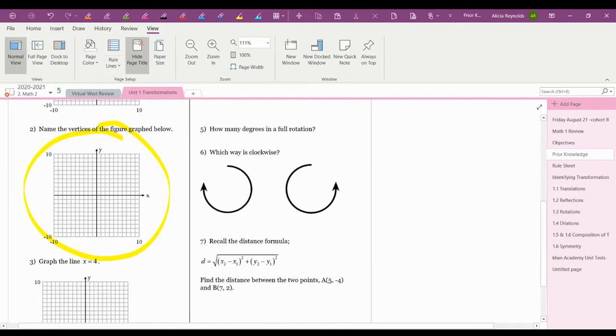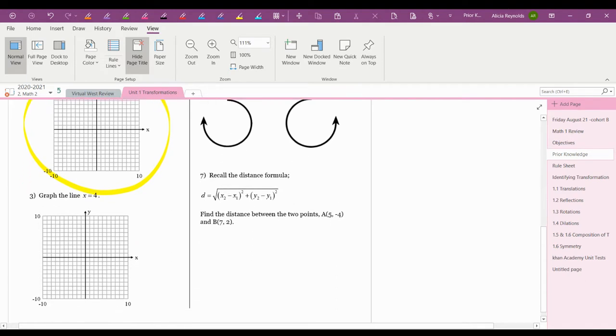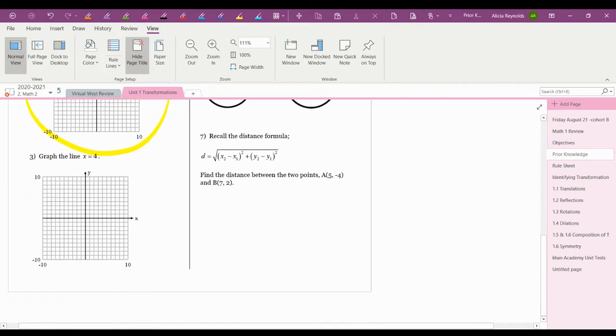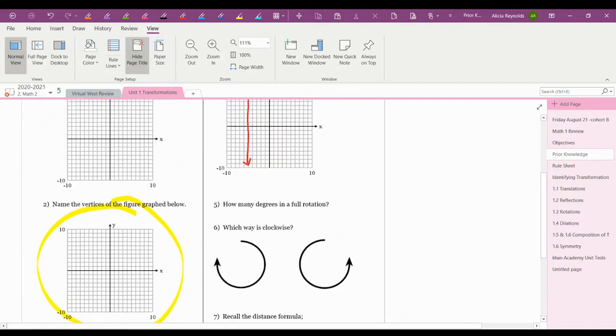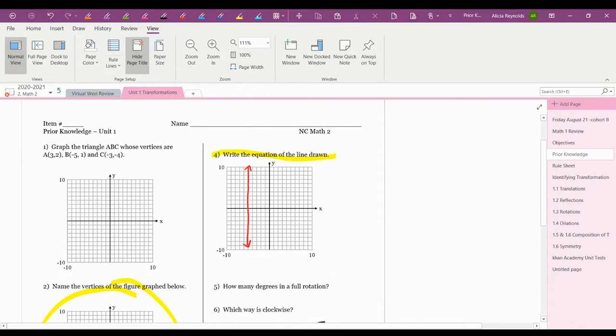How many degrees in a full rotation? Which way is clockwise? Recalling the distance formula. So this is the backside of your objectives page. Everybody got this page week 1. I expect this to be done on Monday. This is part of your Monday assignment.